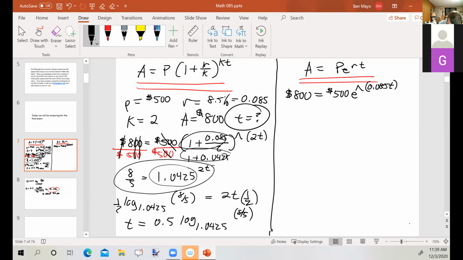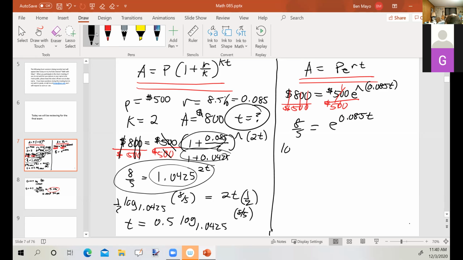Again, I need to divide both sides by the $500. So this goes away, and this goes away, and this goes away, and I have 8/5 equals e to the 0.085 t power.